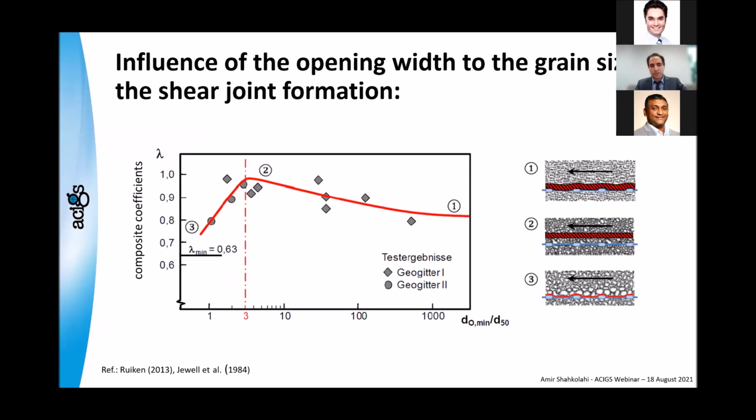A similar concept, let's say, was reported by Rokin and Jewell. It is a direct shear test. And as you can see, there are three zones here. The vertical axis is the composite coefficient, and the horizontal is DO, which is the opening size, divided by D50. If we are in zone 1, you can see that the opening is very high. So it's a large opening, and the particles are very small.